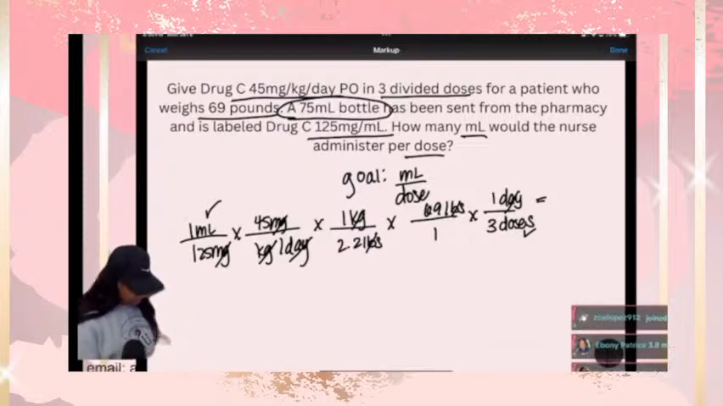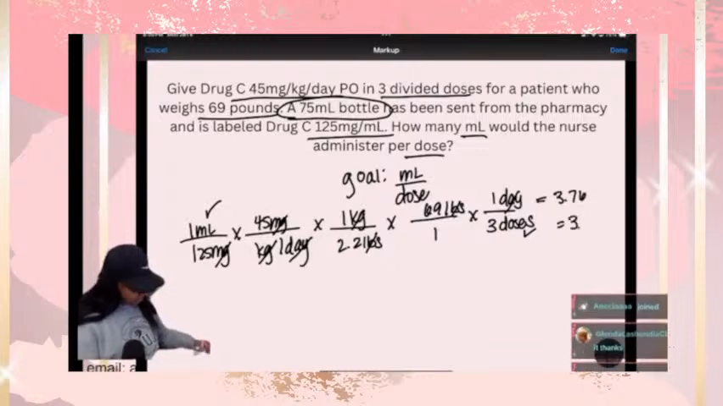Do 45 times 69, because all the other ones just equal 1. Then 125 divided by 2.2 divided by 3. What did y'all get? I got 3.76, and if it's rounded to the nearest tenth, it'll be 3.8 mLs per dose.